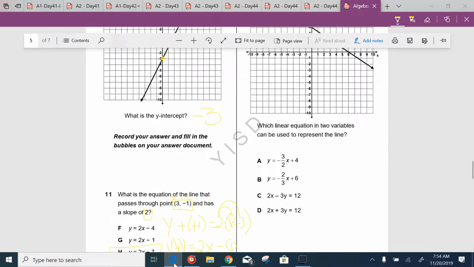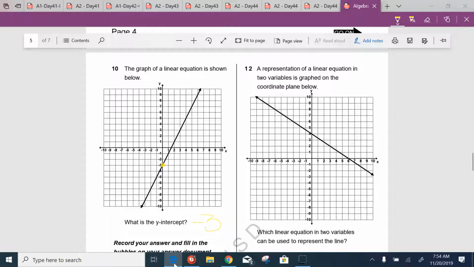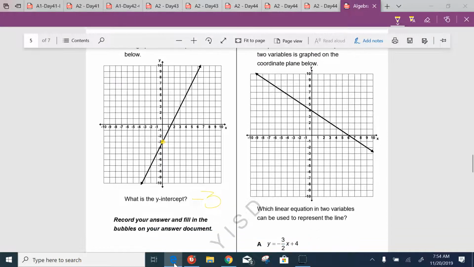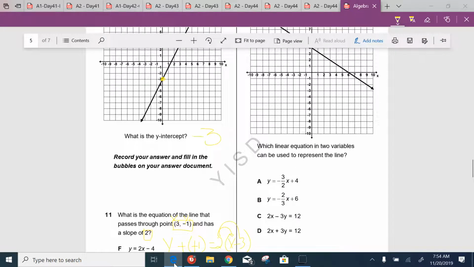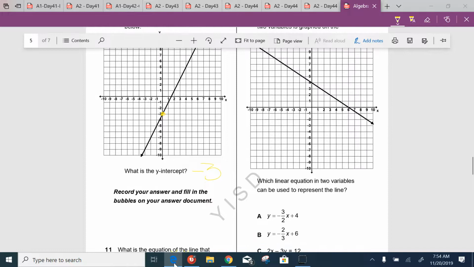Moving on to the top of the right-hand side. A representation of a linear equation in 2 variables is graphed on the coordinate plane below. Which linear equation in 2 variables can be used to represent the line? So let's start off with our most basic information, which is the slope. We have 2 points right here and another good one down here.